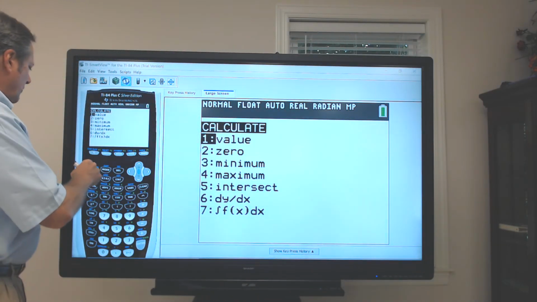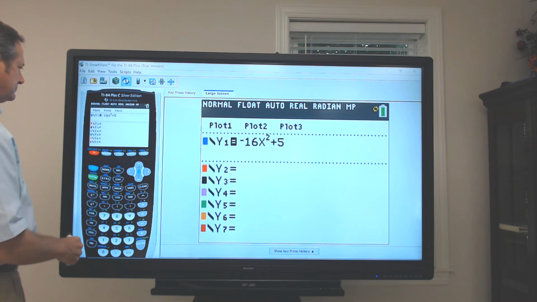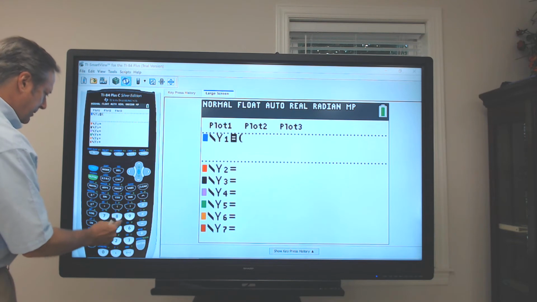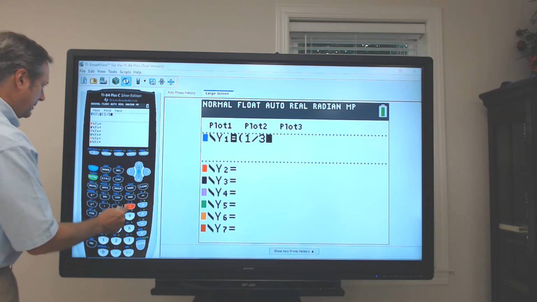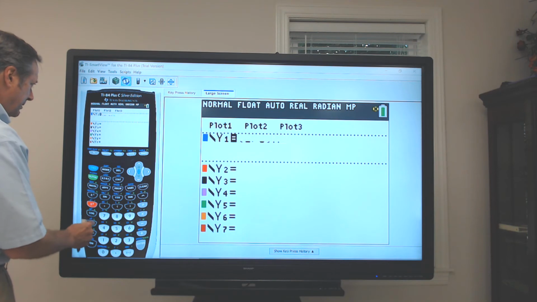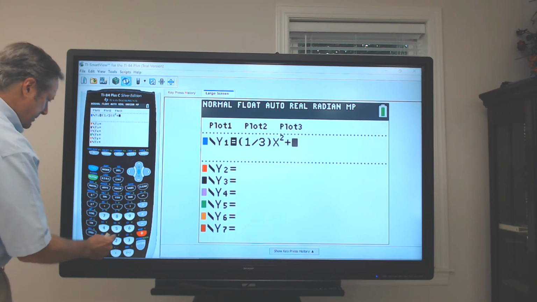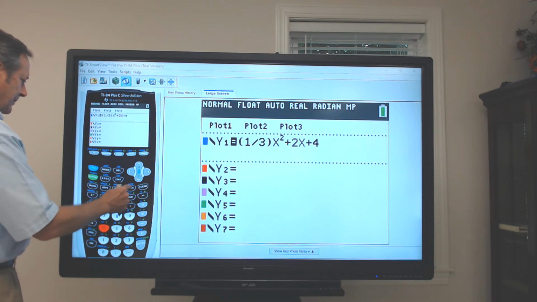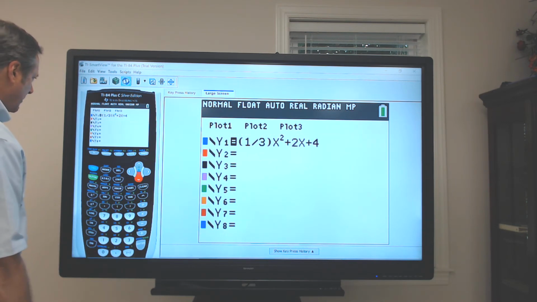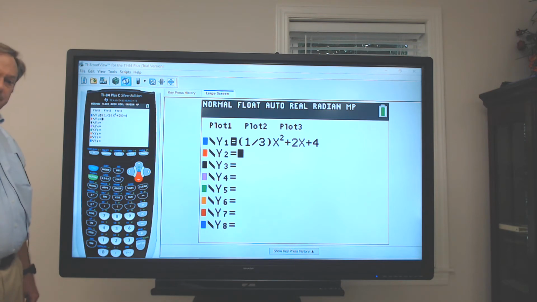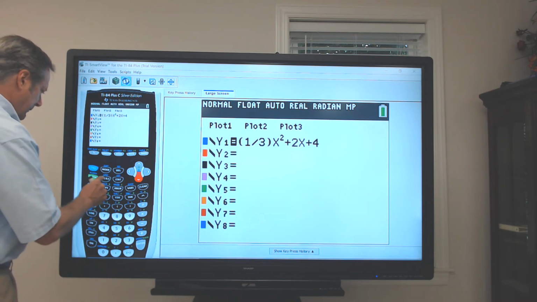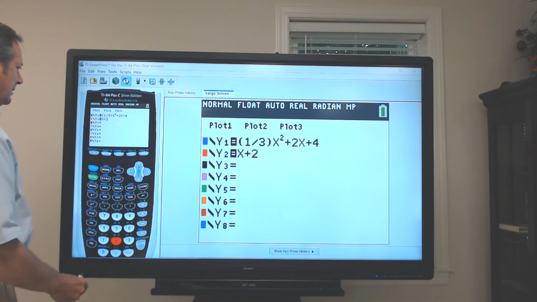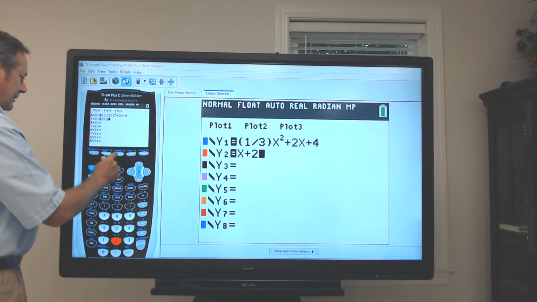All right, so let's go to the y equals menu. Clear that out. All right, 1/3, that's going to be 1 divided by 3, x squared plus 2x plus 4. And then under y sub 2, what was it, x plus 2? I think it was. If not, you'll still see how to do this thing. All right, now we go zoom 6, like we've been doing.